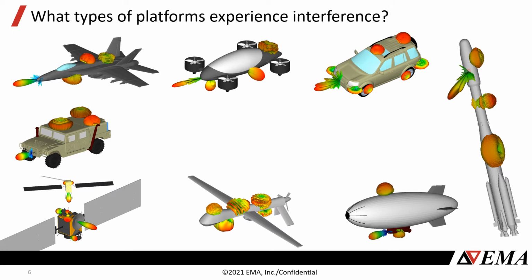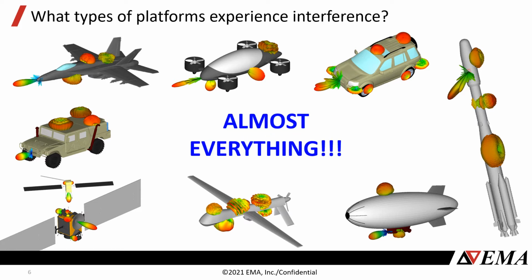So what types of platforms experience interference? Well, we show a wide variety here, but the answer is pretty much everything. So just about any sort of platform where we might have multiple RF systems on board has potential to experience interference. And this includes things like modern vehicles, like this vehicle here where we have tire pressure monitors and Bluetooth and Wi-Fi, connected vehicles. We have ADAS sensors. So we're cramming many RF systems onto a relatively small platform.